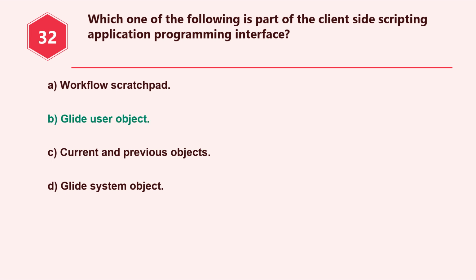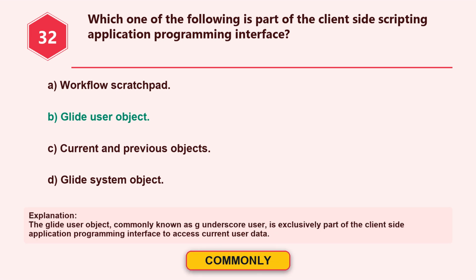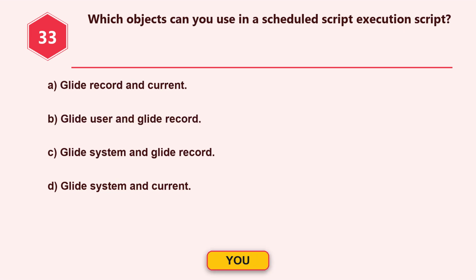The correct answer is option B. GlideUser Object. The GlideUser Object, commonly known as g_user, is exclusively part of the client-side application programming interface to access current user data. Question 33. Which objects can you use in a scheduled script execution script?